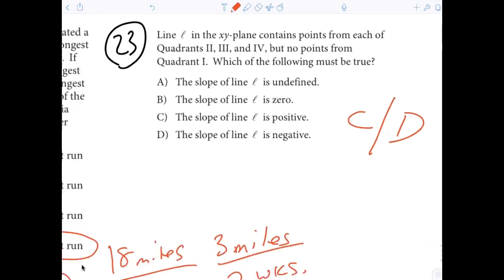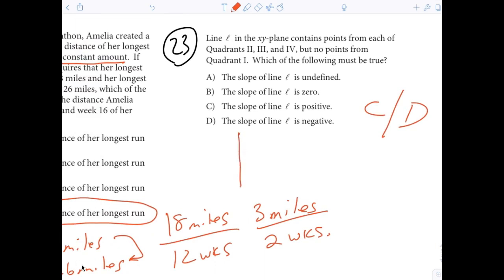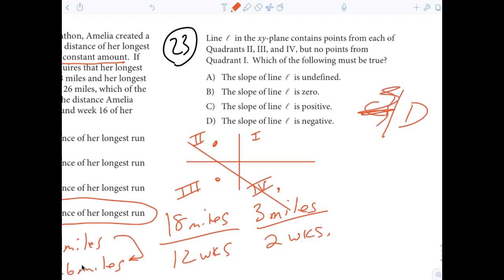Regardless of what you thought, you're just understanding that this is quadrant 1, quadrant 2, quadrant 3, and quadrant 4. I understand why. Okay, Walker. So it says line L contains a point in each of quadrants 2, 3, and 4. So if I'm in 2, 3, and 4, but not in 1, you have to draw a line, so it has to look something like this. So it definitely is what? It has to be a negative slope.